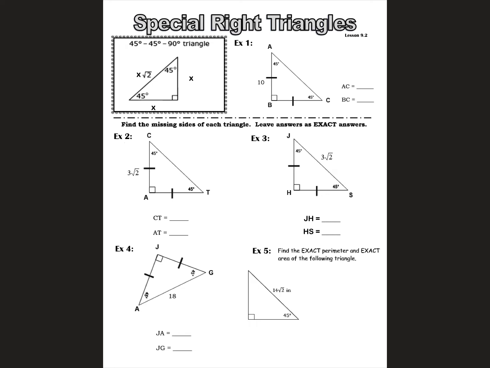Alrighty, y'all. So what we're going to be talking about today is special right triangles. More specifically, on the front page, we're going to be talking about 45, 45, 90 triangles. And on the back page, we're going to be talking about 30, 60, 90.